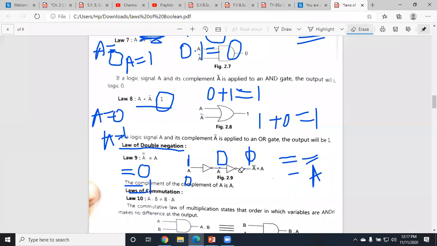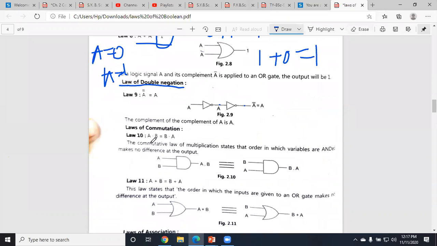Getting it? Okay, good. Next one is your law of commutation. Now see, what is that? A dot B is equal to B dot A. In simple words, if I write 1 dot 0, it is equal to 0 dot 1. Is that true? Yes, in simple words, there is no need of proof for this, right?